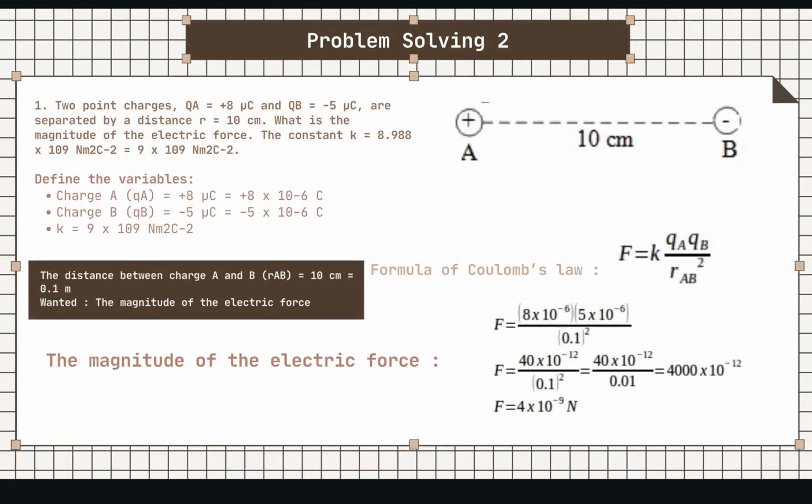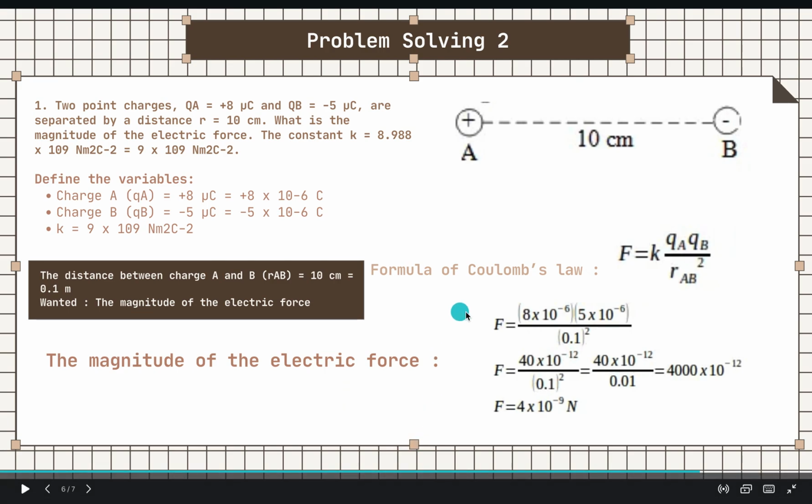For the second problem solving, we have two point charges separated by a distance of 10 centimeters. The question asks, what is the magnitude of the electric force? And they gave us the constant K. We define the variables: the distance between charges A and B, which is R, equals 10 centimeters, which equals 0.1 meter. So here, what we want is the magnitude of the electric force.